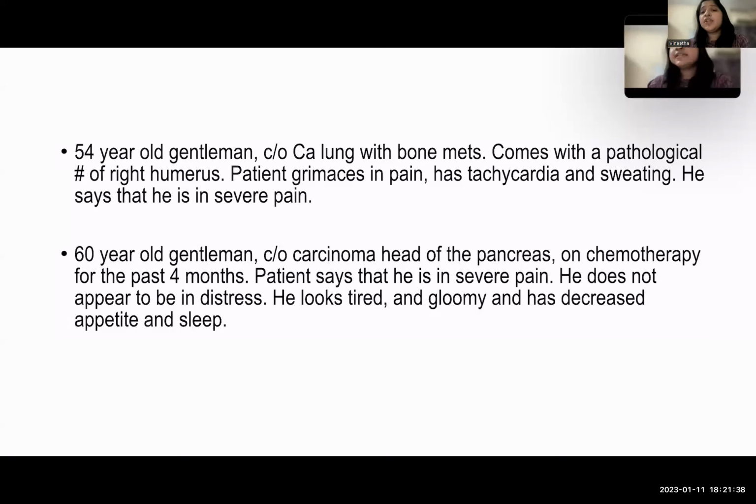Now, a 60-year-old gentleman with carcinoma head of the pancreas, on chemotherapy for the past 4 months, says that he's in severe pain. He does not appear to be in distress. He looks tired, gloomy, and has decreased appetite and sleep. So will you believe the patient? I have found that even in my pain management team, the teammates say, the patient looks okay. When I go and ask the patient the pain score, he says 10 out of 10. But just as I leave the room, I have seen him talking to his daughter on the mobile. He looks okay to me, madam.